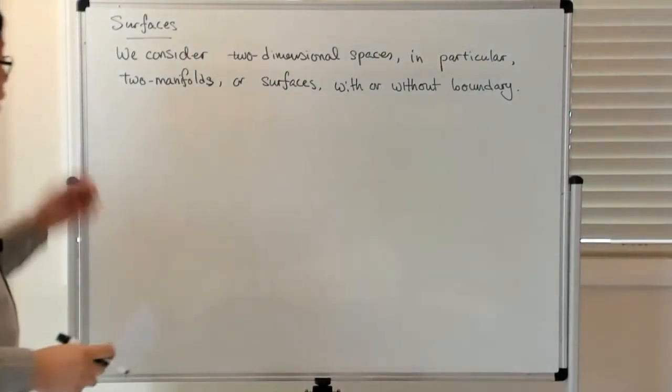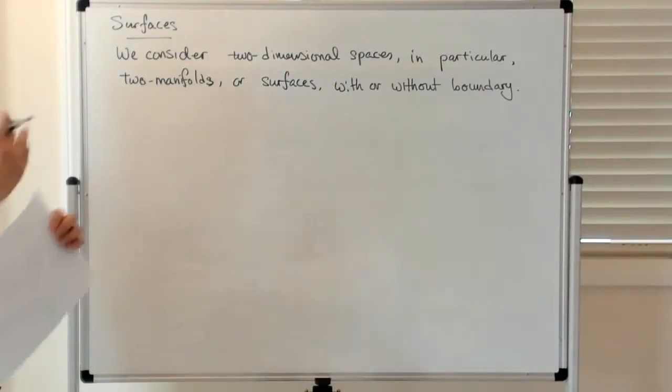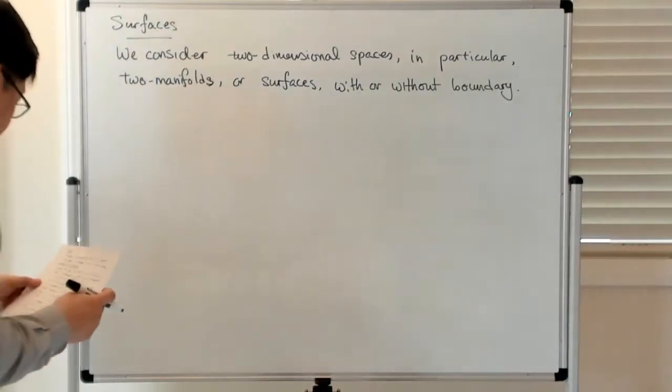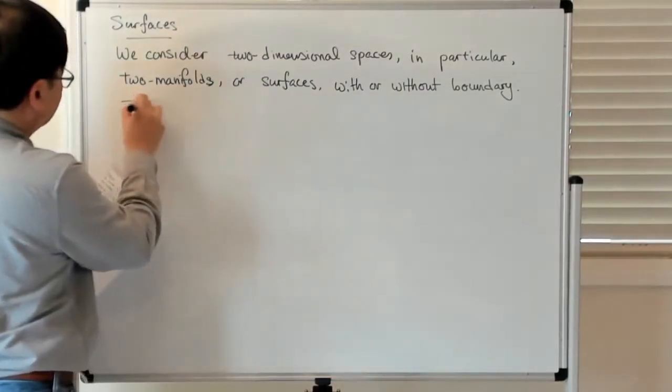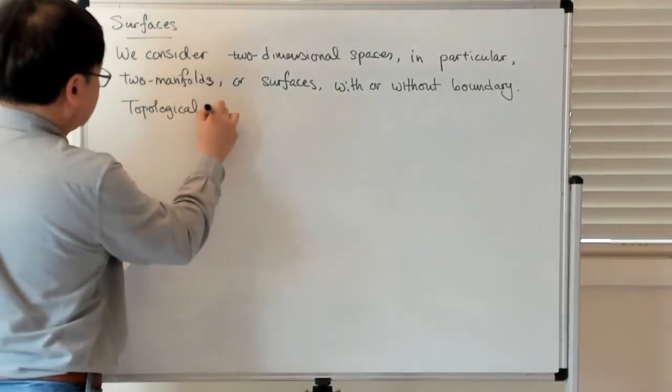So what exactly is a two-manifold? Intuitively, a two-manifold is something where everything locally looks like the plane. Let me try to be a bit more precise about this. So let's look at the idea of topological two-manifolds.